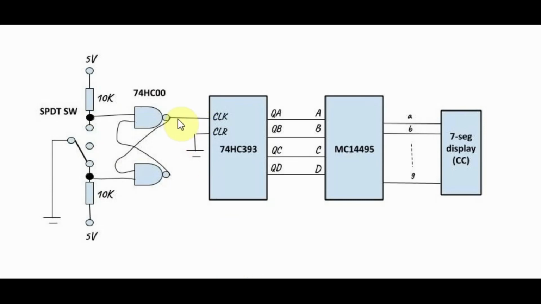The signal here is then used as the clock input into the 74393, which is a 4-bit binary counter. The output 4-bit binary number is then applied into the MC14495, which is a 7-segment driver. This in turn is then interfaced with a 7-segment display of type common cathode.